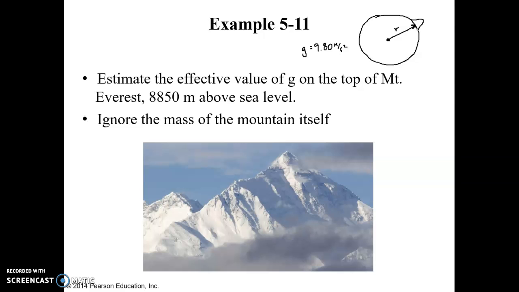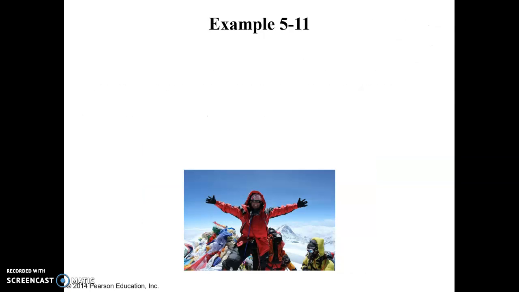I'm going to draw a very exaggerated example here of Mount Everest. If we're sitting on top of Mount Everest, our distance from the center of the Earth has increased. We're actually at the radius of the Earth plus the height of Mount Everest, which we're going to say is 8,850 feet. No, not feet, meters. 8,850 meters. So the farther we get away from the center of the Earth, the less the gravitational force should be. Let's calculate what g, little g, the acceleration due to gravity, would be on top of Mount Everest.